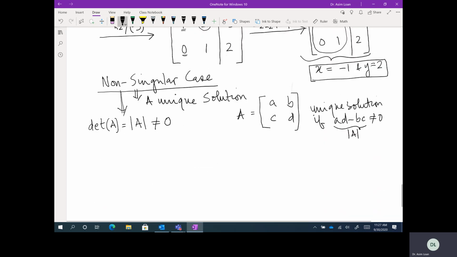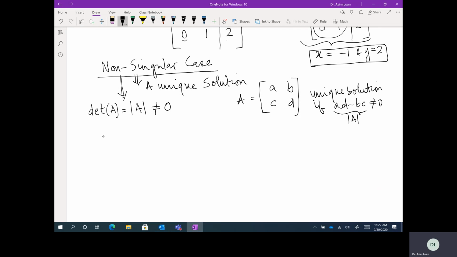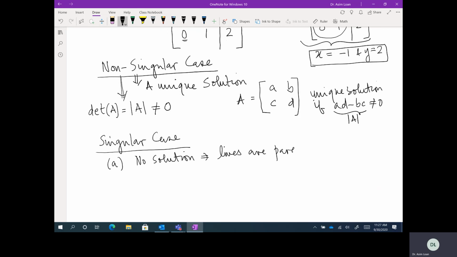Okay. Since we have done the non-singular case, let me look at the singular case here too. So what is the singular case? In the singular case, either I have no solution, and when do I have no solution? I'll have no solution. This implies lines are parallel. So when will these lines be parallel?